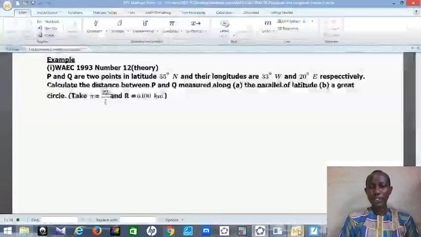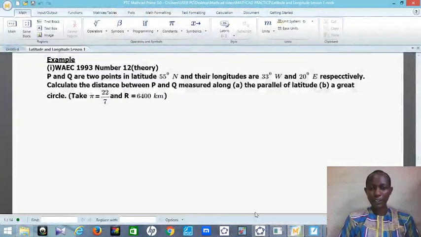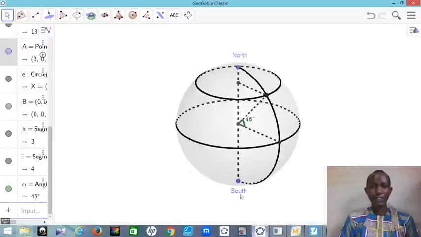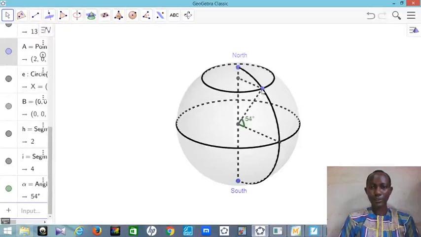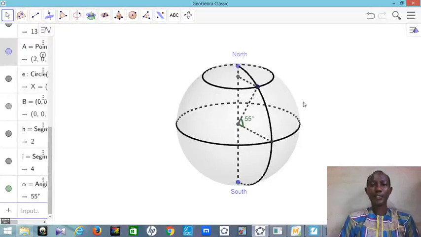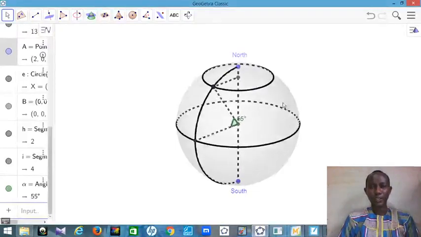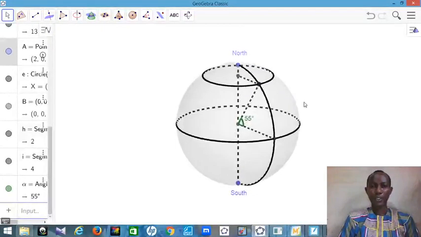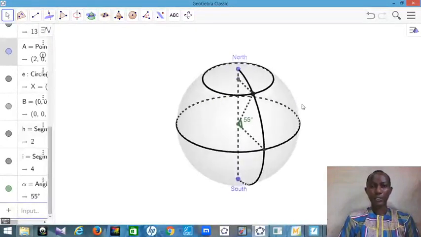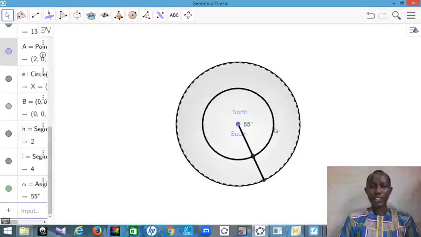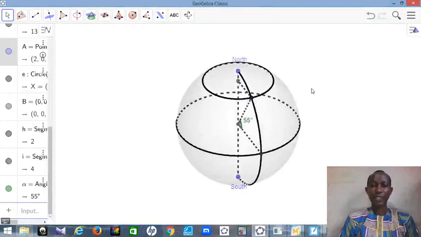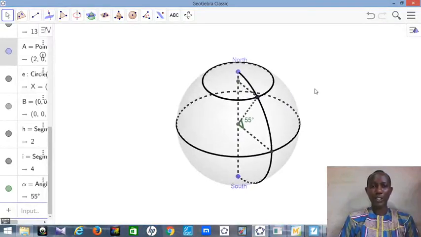Okay, so this question says 55 degrees north, so let's leave it at 55 degrees north, 55 towards north. So this is 55 degrees north. You can spin it to view it very well. So you can see the circle, you can see there's a small circle. That's why we call it the parallel of latitude or small circle.